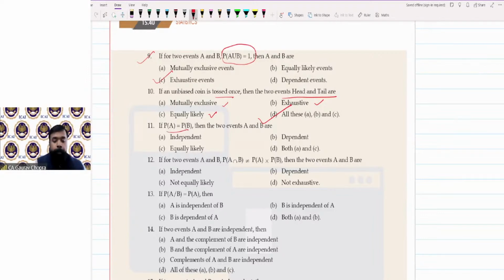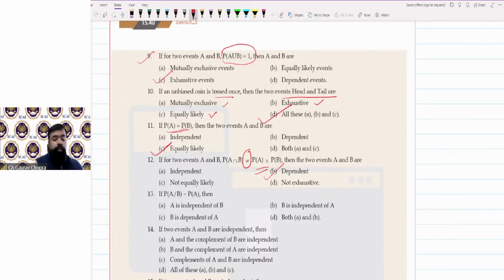If PA is equal to PB, if the two events have equal probability, then they are known as equally likely events. Option C. Then, if for two events A and B, A intersection B is not equal to PA into PB. Now we know that PA into PB is the formula for independent events, but if it is not equal, that means they are dependent.